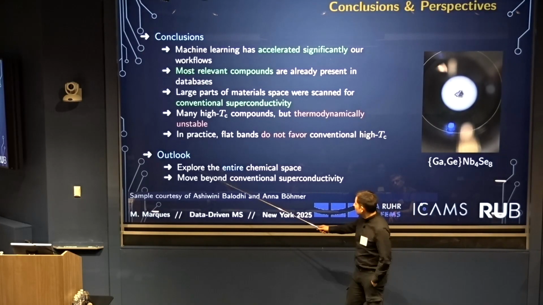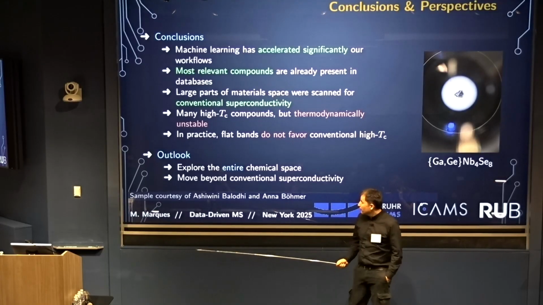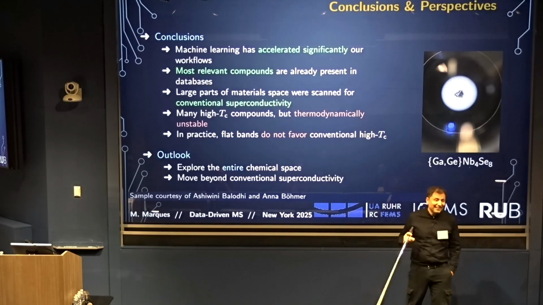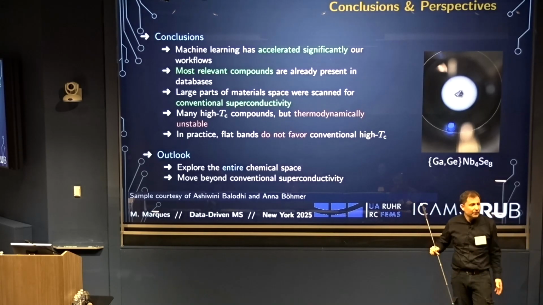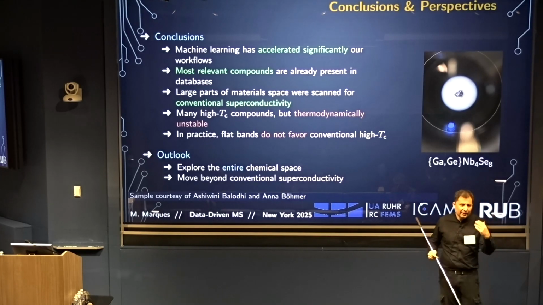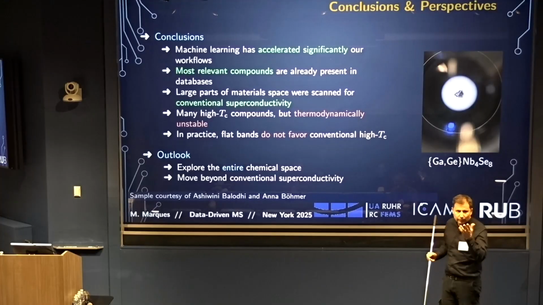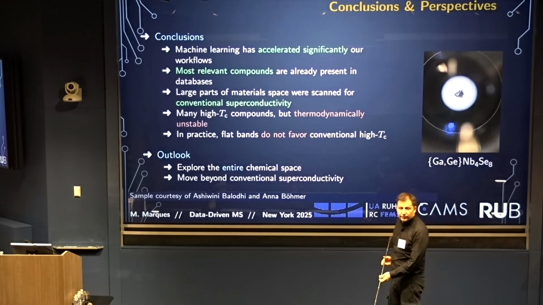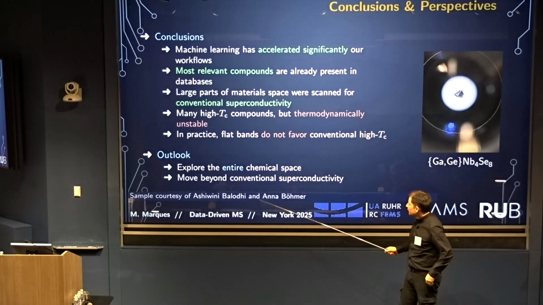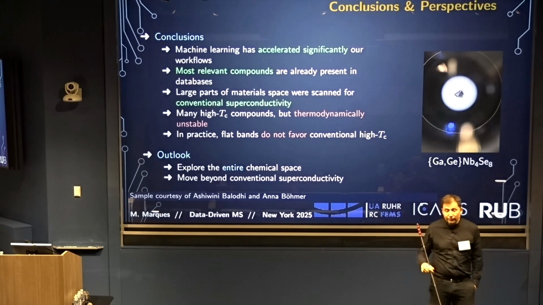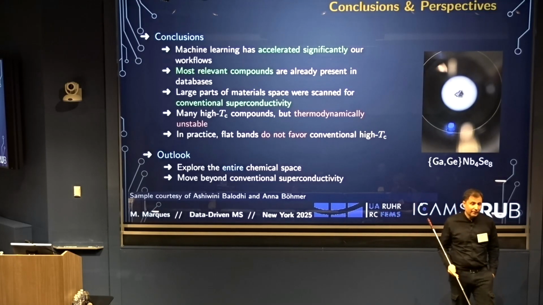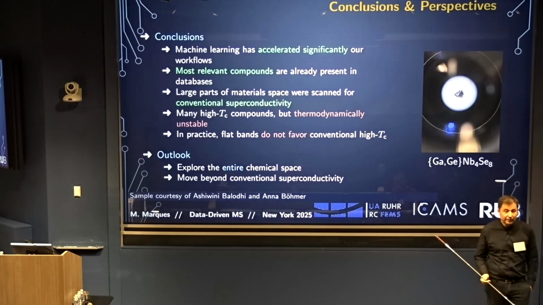Now, we have a lot of things to do still. First, we have to explore the entire chemical space. We will never be exhaustive, but we can easily have 1 billion compounds in the database. That will happen in the next year or so. So that's the objective. And we have to move beyond conventional superconductivity, because whatever you do, it will be very hard to get very high TC with a conventional mechanism.